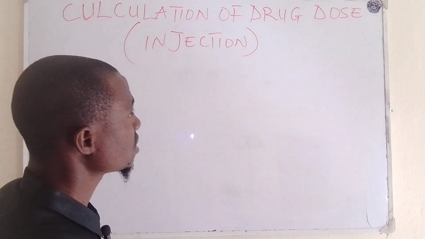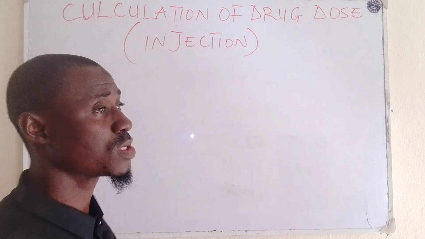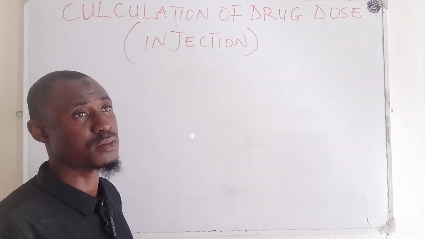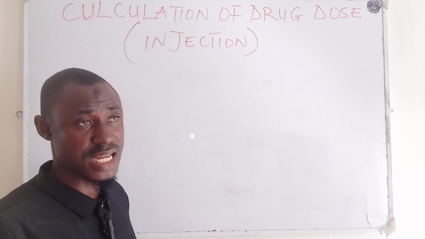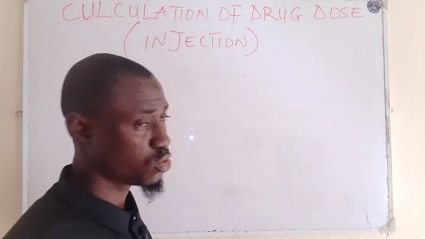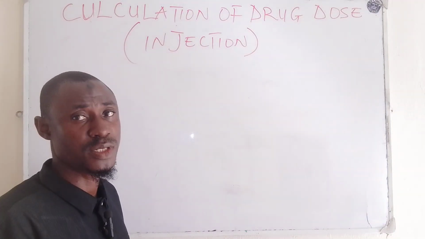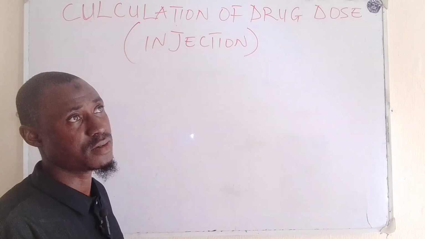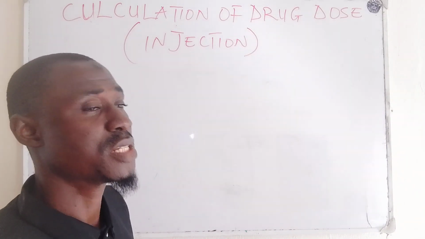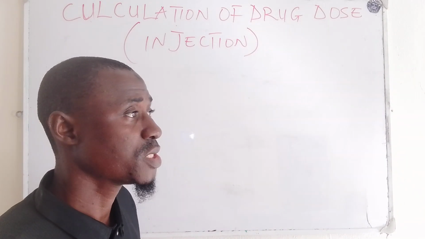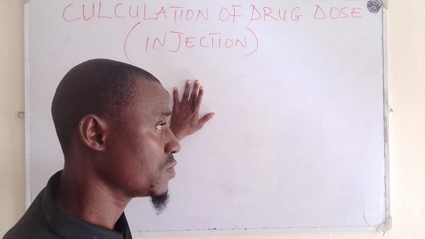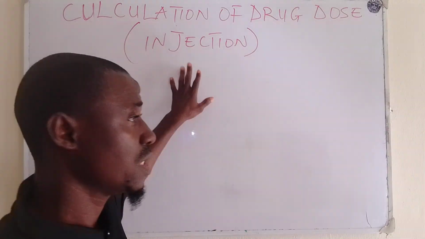Previously, we have looked at the various rules that we can use when it comes to drug calculation, especially for pediatrics, that is for children. And our focus today will be on injection. How do we calculate the dose of a drug whenever we are told to, maybe in exams or even whenever we are administering a particular drug to our patient. So this class today is going to focus on that aspect with special focus on injections.